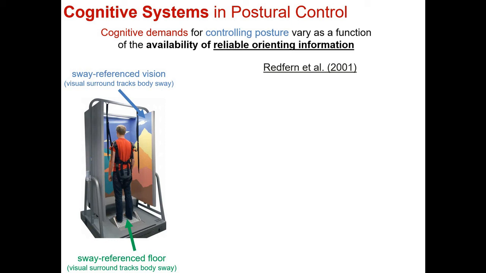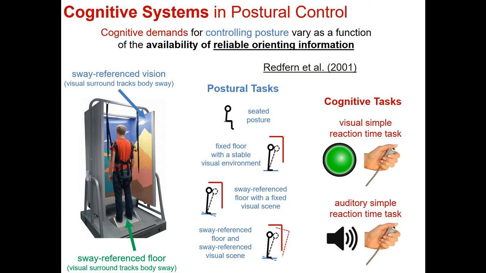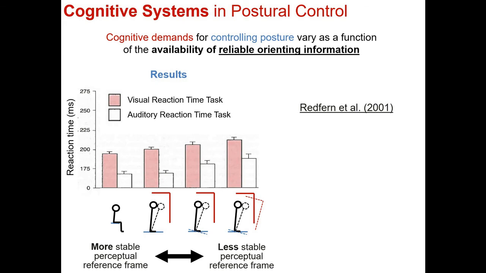Here we see the apparatus that's used to create the conditions of the Nationalist Protocol. Using this apparatus, we can manipulate the biomechanical stability and the reliability of the information detected by the senses. In this research, experimenters also manipulated the cognitive tasks being performed. Participants pressed a button as soon as they could after either seeing a light coming on or hearing a sound. Let's look at the results of this experiment.